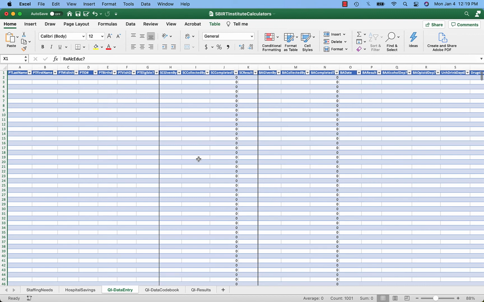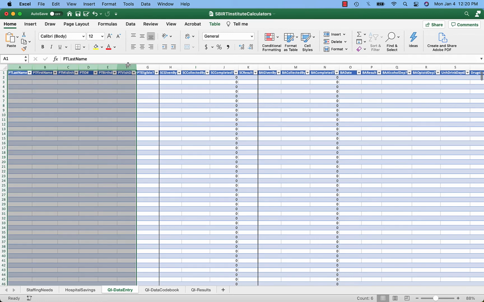Across the top are the names of the data fields, variables, or information that you'll collect on each patient who comes to your site. For every patient visit, a row of data is entered. Columns A through F are for the patient's last name, first name, middle initial, clinic ID number, birth date, and the date of the patient's visit.